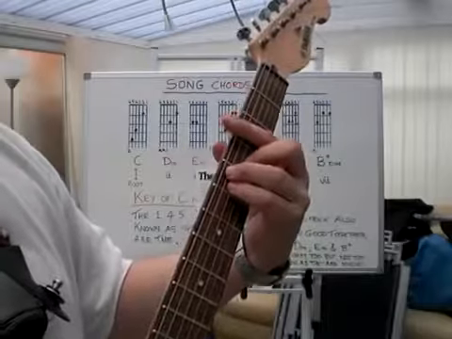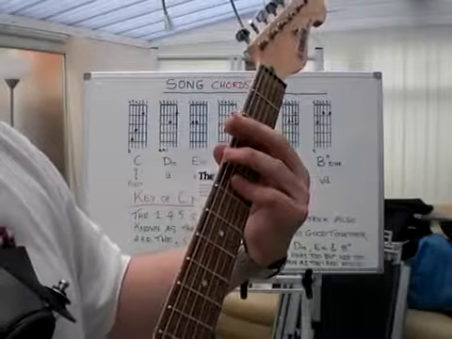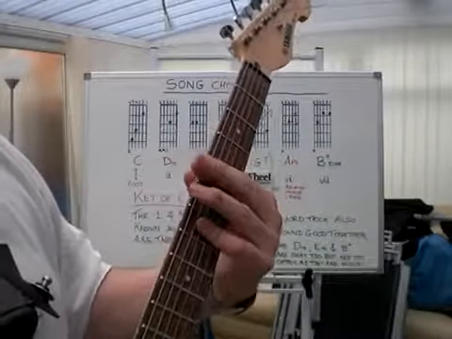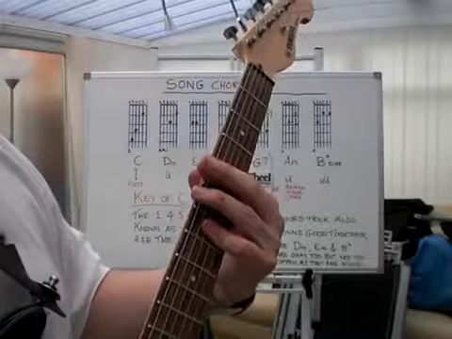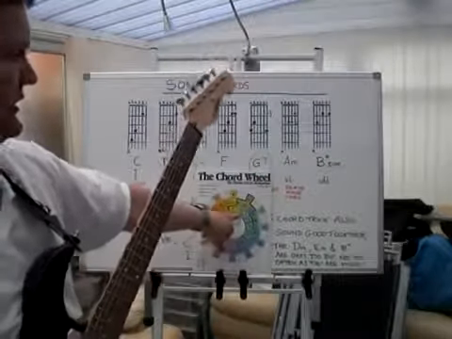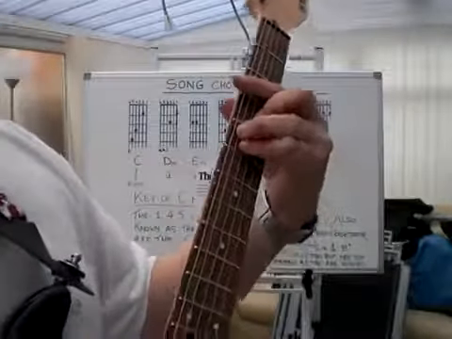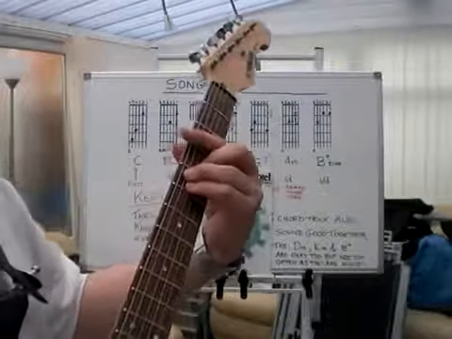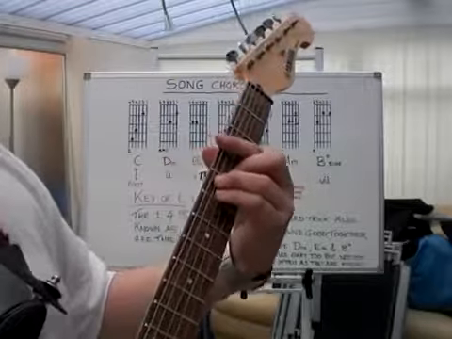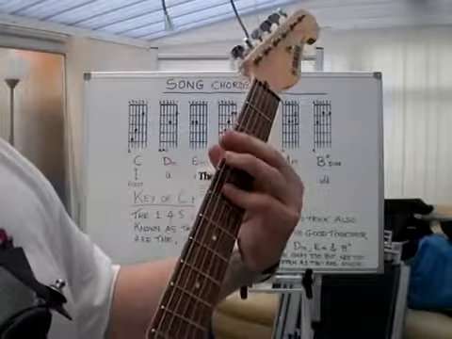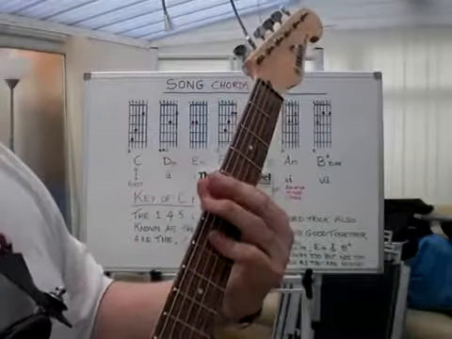So we've got G, C. If I move them up 2, I've got the D. So I've got G, C, D. G, C, D, the 1, 4, 5. Okay? So you can make any song out of that. So G, C, D.